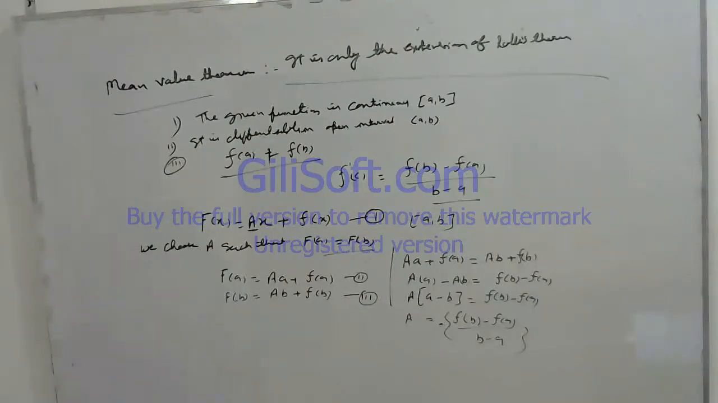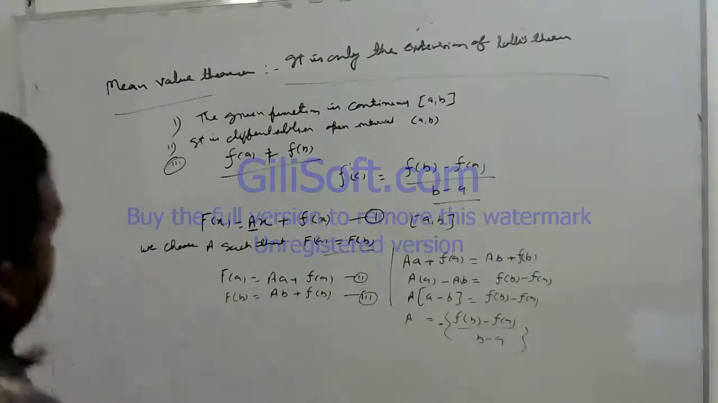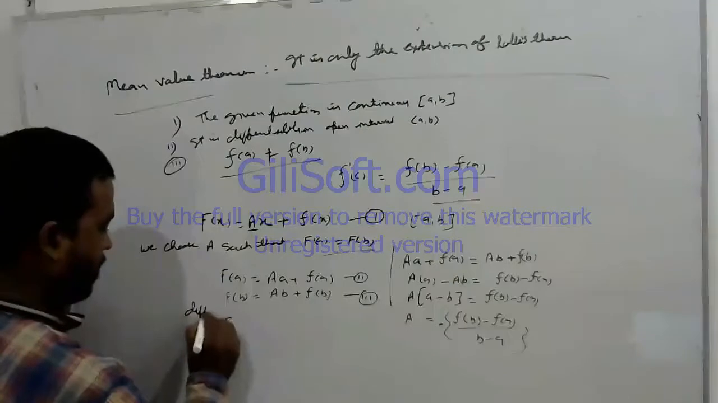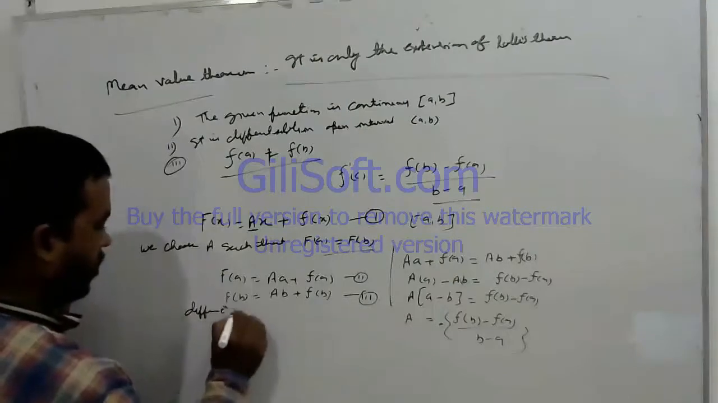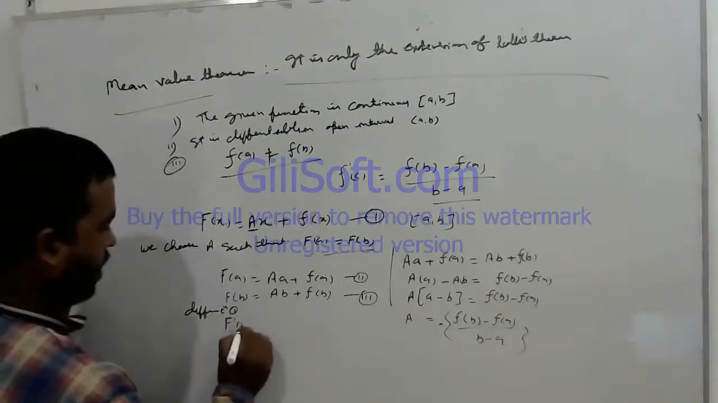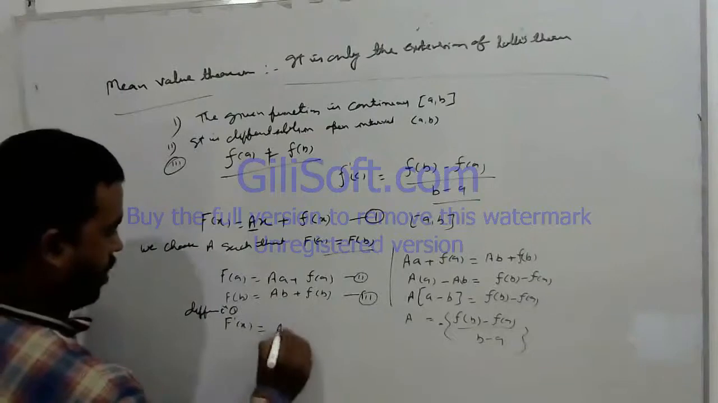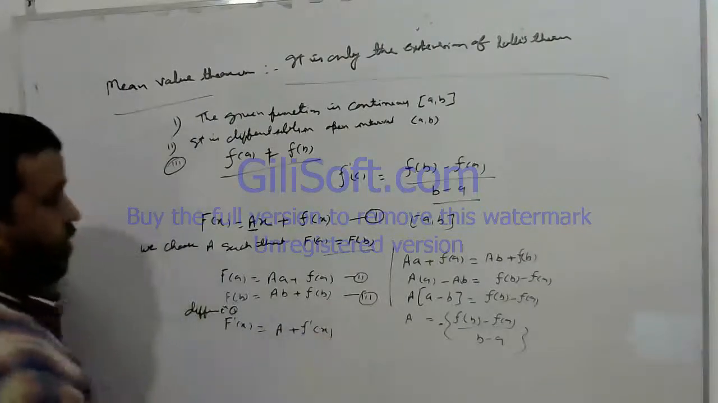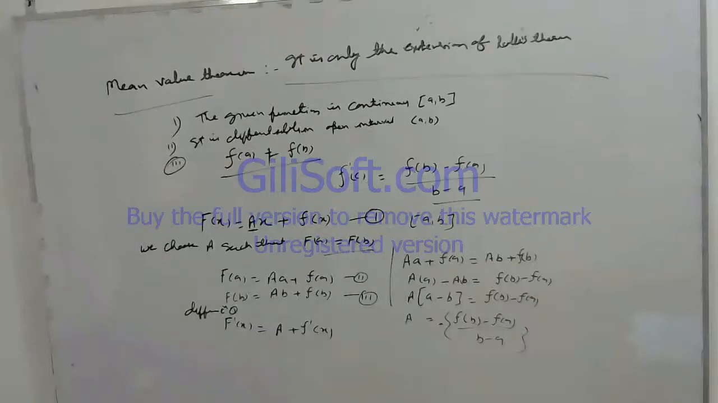It is differentiable at every point. So first differentiate equation number 1. Then what we get right here, differentiate equation number 1, f dash x is equal to a plus f dash x.